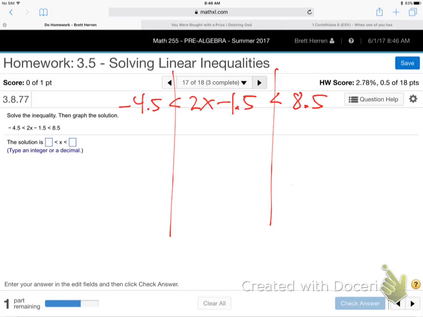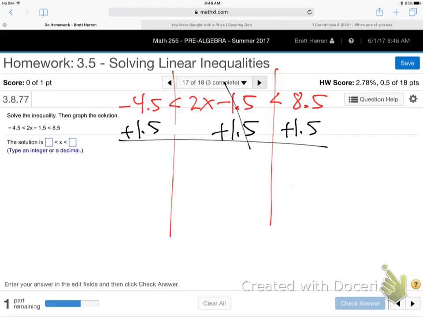So X wants to be alone. All right, so X, it's always about X, huh? Just focus right there, focus on X. X is saying I want to be alone. So what do we do first? We get rid of that 1.5. Do the opposite of that, minus 1.5. And whatever we do to one part, we do to all three. Left, middle, and right. Okay, these are gone.